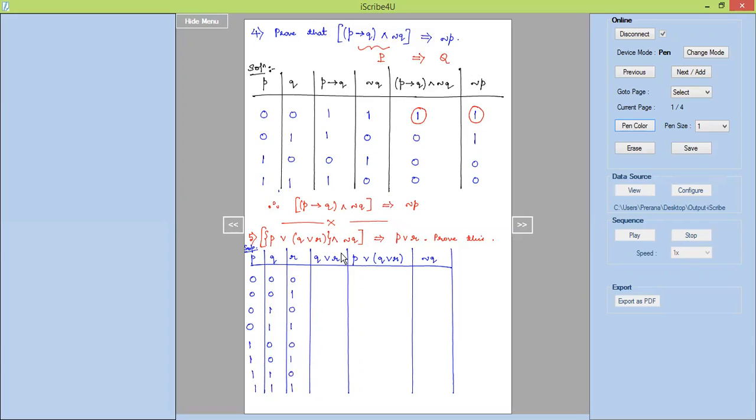So we will write down first Q or R. Q or R takes the truth value 0 only when both Q and R are 0. Rest all places it takes truth value 1. Next we have P or Q or R. Again it is an OR between the first column and the fourth column, so we look into those. Only when both have truth value 0, the resultant is 0. Rest all are ones.